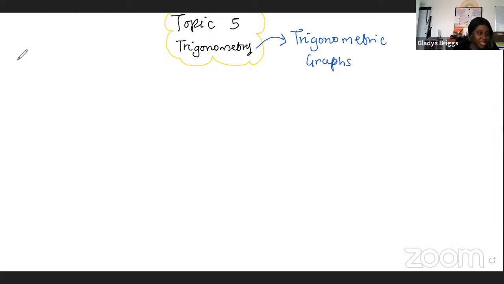The first one is the amplitude. Let me take this off. Just going to draw a line. And the amplitude is how far away from the x-axis it is in the positive and negative direction.